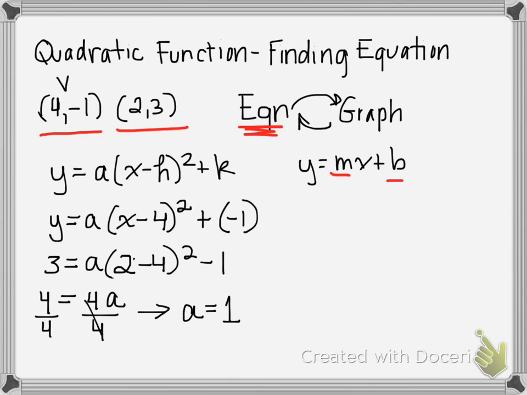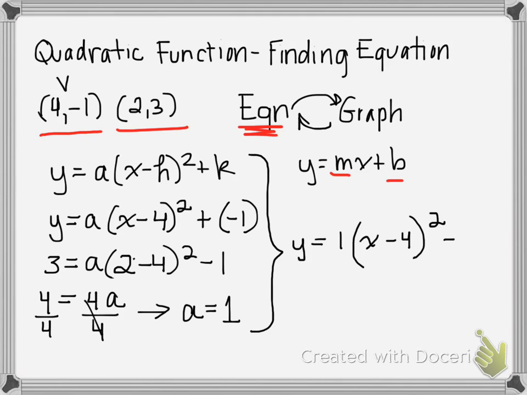And we end up with a equals 1. So we'll put this all together and say that the equation for our graph is y equals 1, don't really have to write that 1, right, times x minus 4 squared minus 1. And that's the equation for the graph of our function. It's really as simple as that. And you should be able to find the equation of a quadratic if you're given the vertex and some additional point.